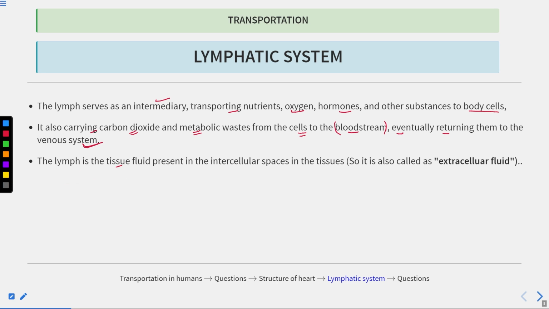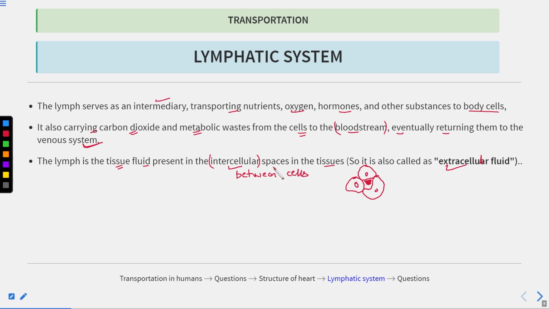Now the lymph is the tissue fluid present in the intercellular spaces. Spaces means between the cells; inter means between the cells. These spaces are present in the tissues, so that's why it is also known as the extracellular fluid. It is present in the intercellular spaces and not within the cells. It is present outside the cell in the intercellular spaces. So if this is one cell, and this is another cell, this is the third cell.